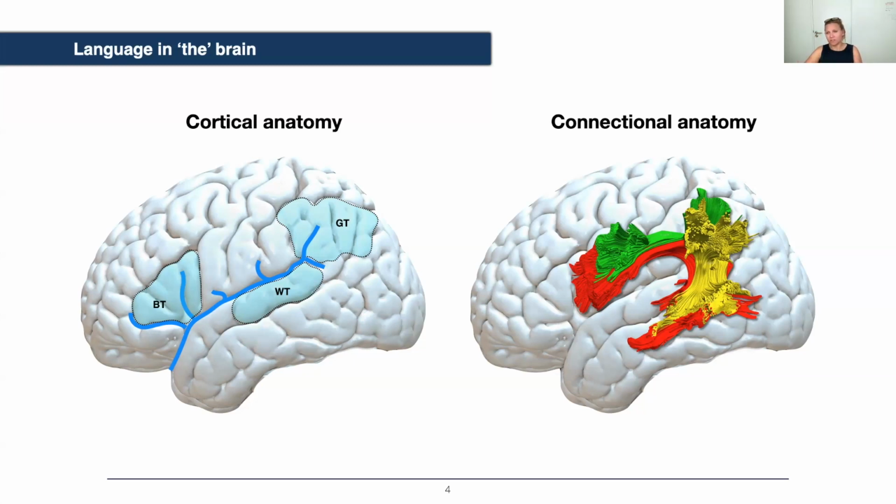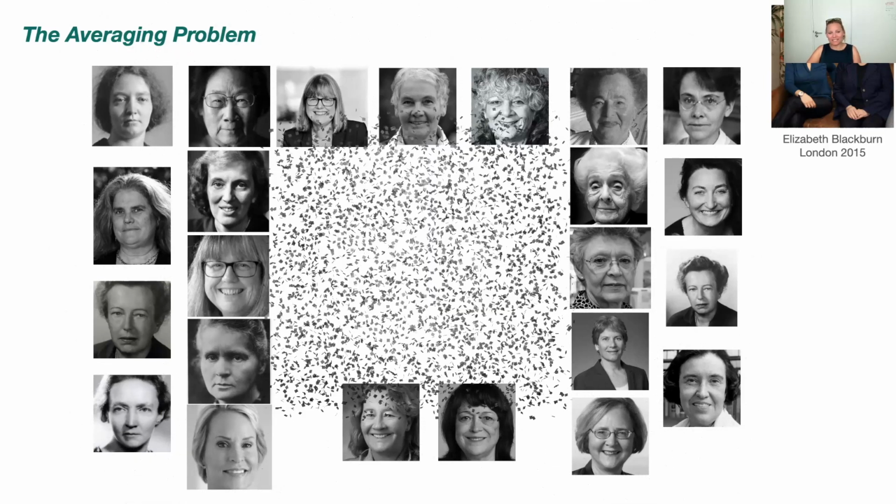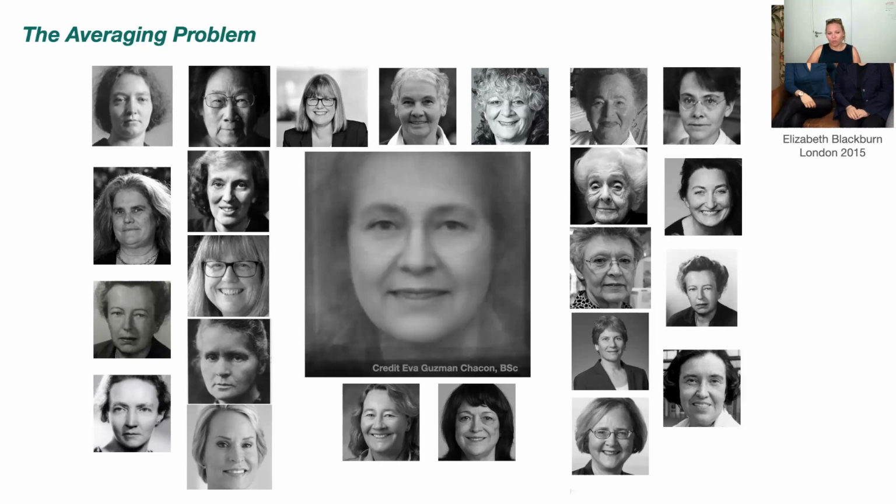Now, there are several different issues with this model of the neurobiology of language, and that also generalizes to other cognitive functions. And I'm going to talk you through these limitations one by one. The first one is that we have an averaging problem. What I mean by that is exemplified in the slide here that was done by my intern, Eva Guzman. What you see here are the various women who won the Nobel Prize for Physiology and Medicine. Now, if we put them all together to see what you need to look like as a woman to win the Nobel Prize, then this is a typical Nobel Prize winner.